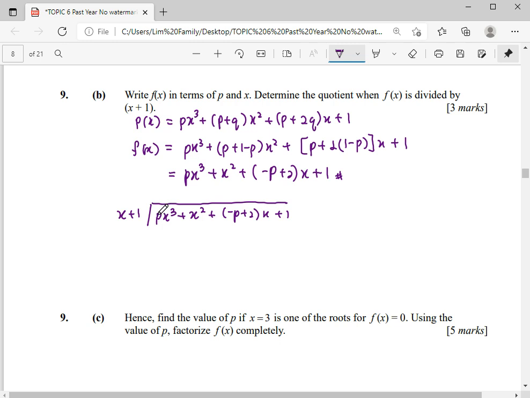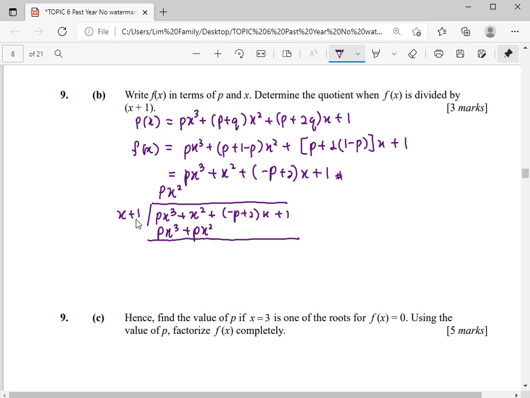So the constant here is p. The constant here is 1. So p divided by 1, I need a multiplier p. Meanwhile for x cubed divided by x, I need a multiplier of x squared. And then we expand back, we multiply back so that p times 1 becomes p, x squared times x, we get x cubed. So we expand for the following terms also. P times 1, we get p. And then x squared times 1, we get x squared.